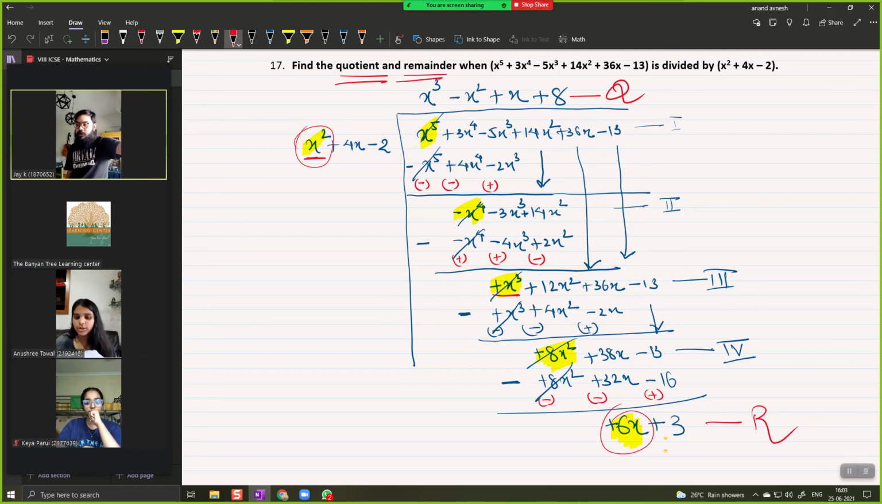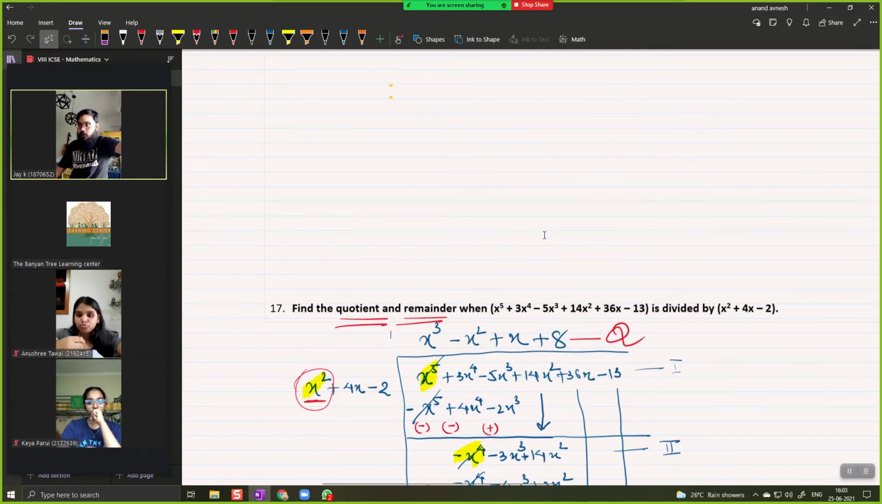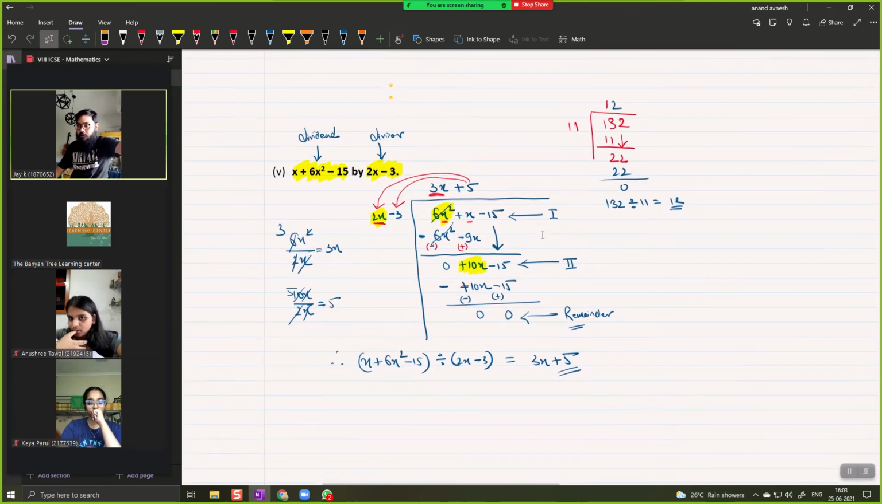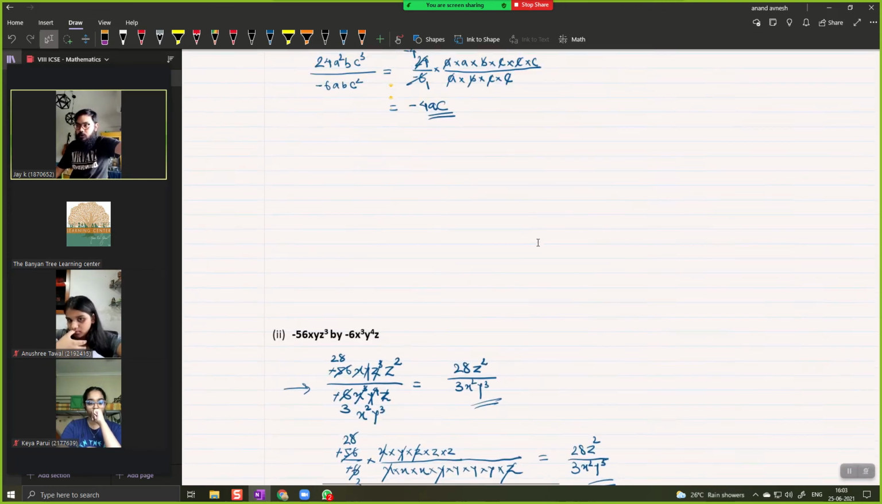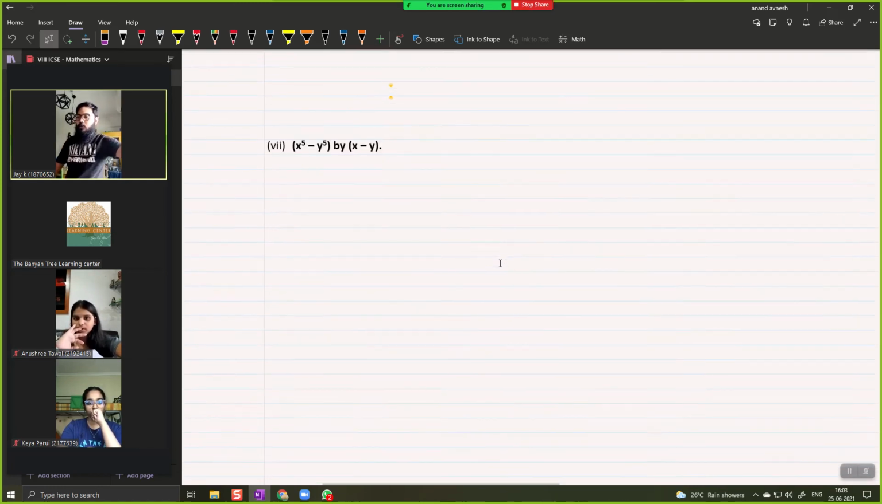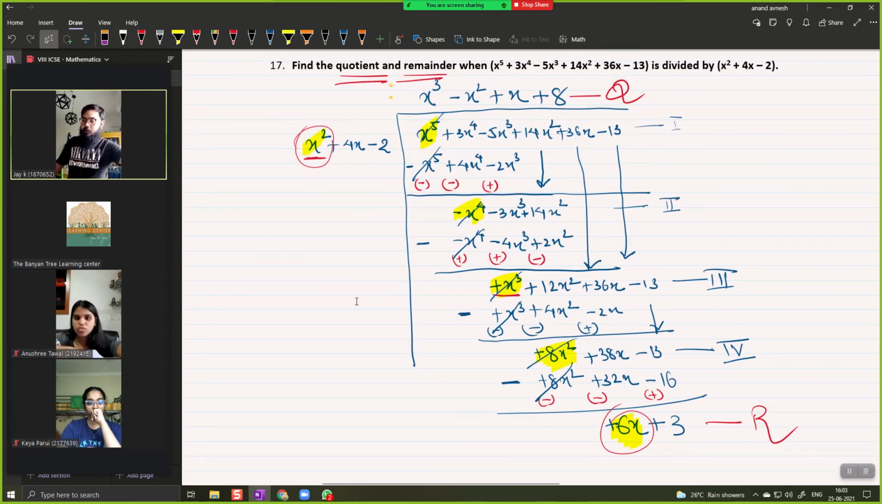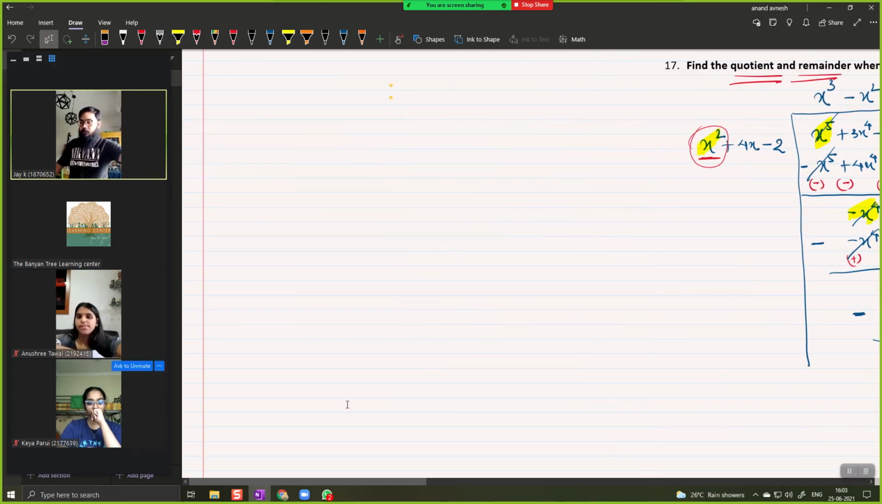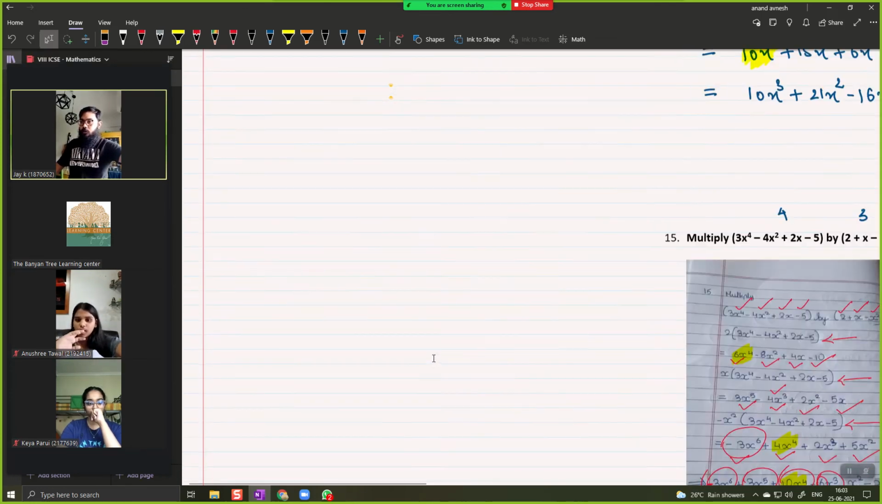Quotient is x cube minus x square plus x plus 8, and remainder is 6x plus 3. This is how you solve it. So I think a lot of hard work is required from both of you for division, especially for long division, because simple divisions are okay. I didn't do one question deliberately, but the long division will take a toll.